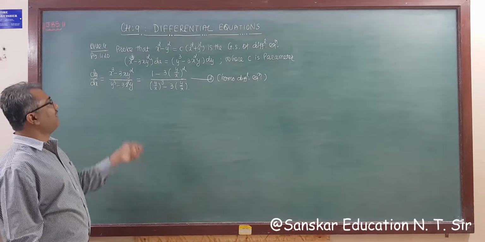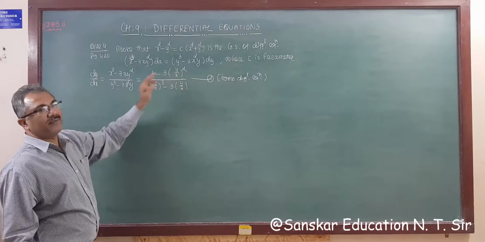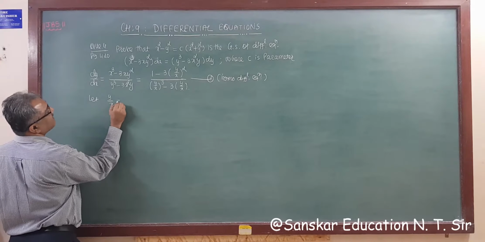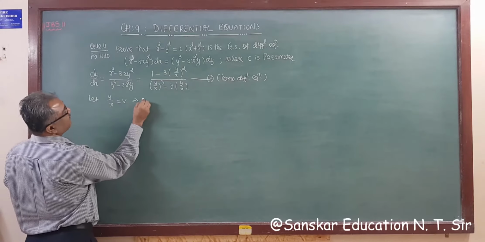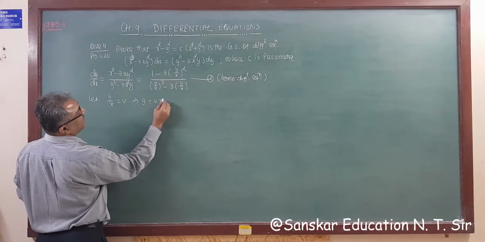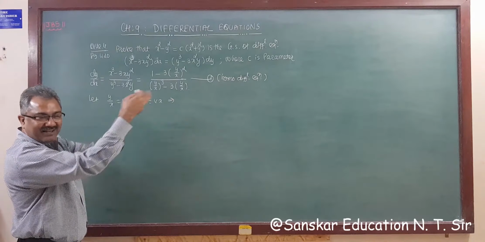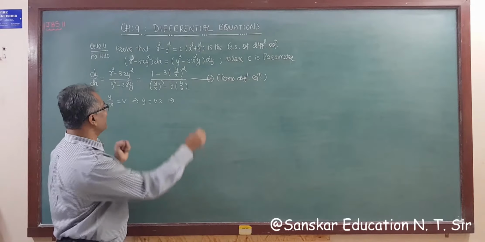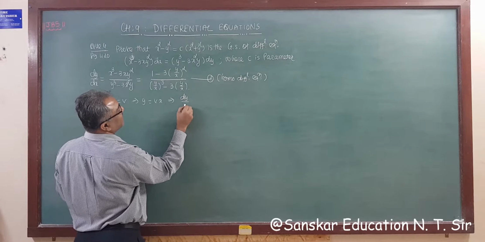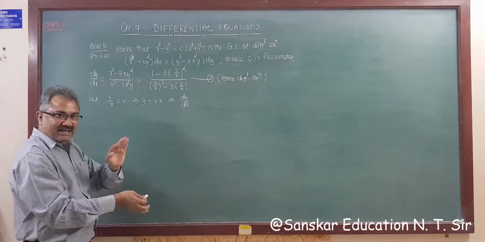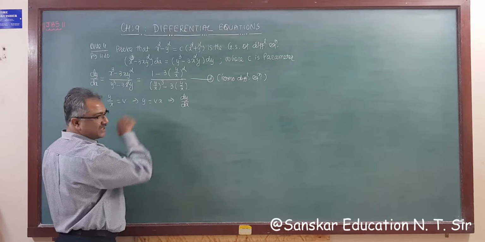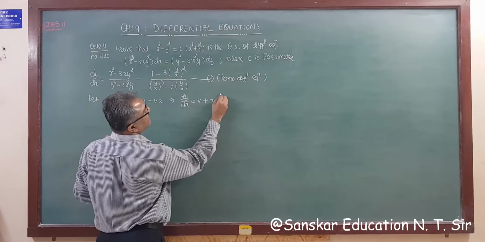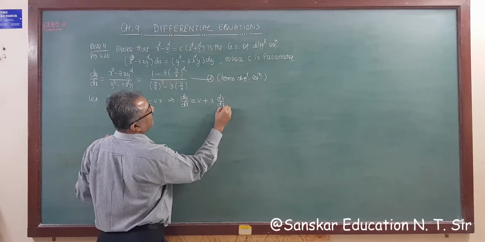Got it? Now as usual, assuming y by x is equal to v, so let y by x is equal to v, so this implies y is equal to vx, so this implies I am writing the derivative here again because I don't want to miss out this space also. So dy by dx, but in the exam you have to write one step at a time, right? Not like this, you have to write it below. It is equal to v plus x dv by dx.